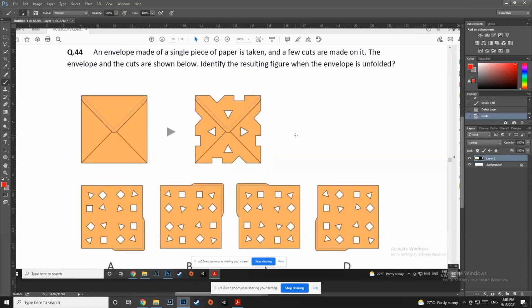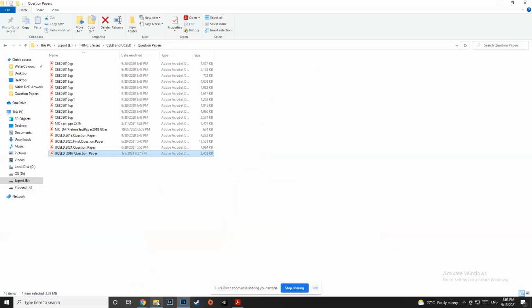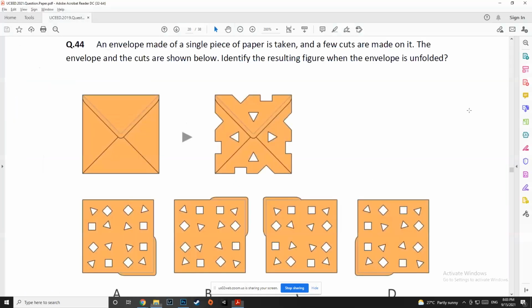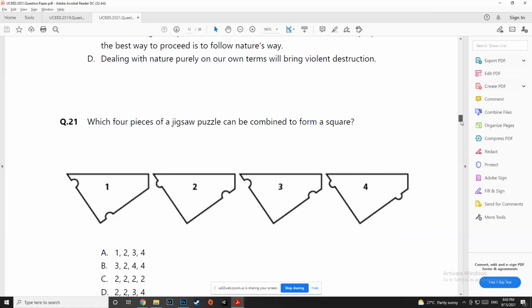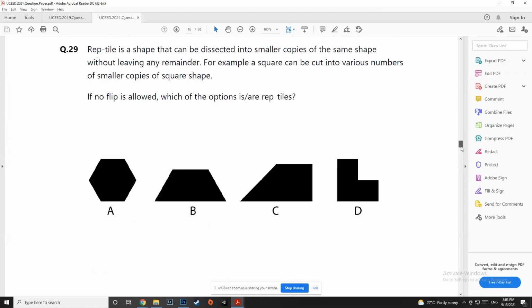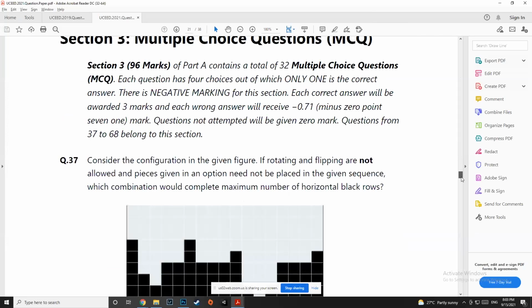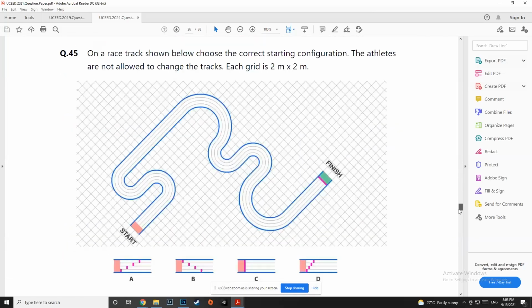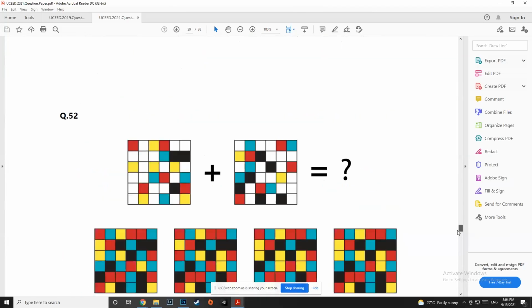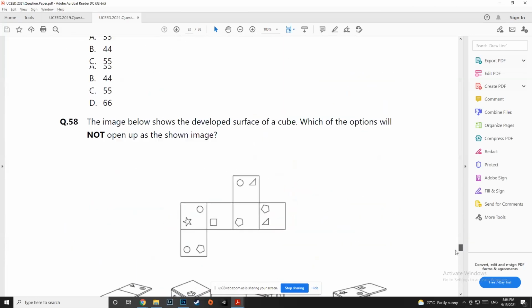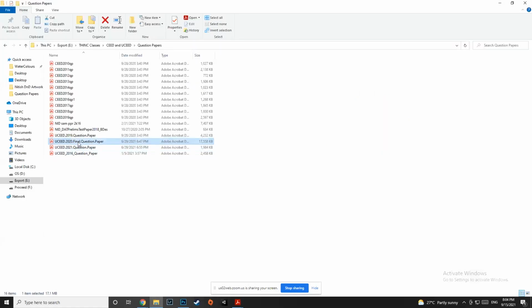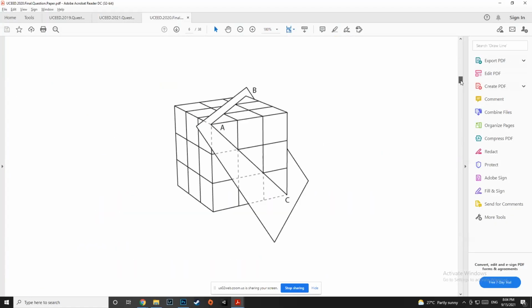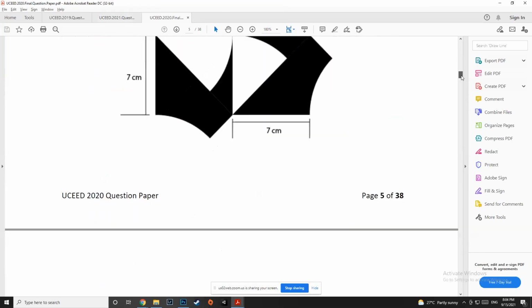So an envelope is made out of a single piece of paper, or wait, let me just. This will be a longer question. I'll just show you another example, which will be easier to understand for paper cutting. I think it should be in this paper. Is it in this paper? It's not in this paper. Anyway, just a second, guys. It won't take more than 2 minutes.